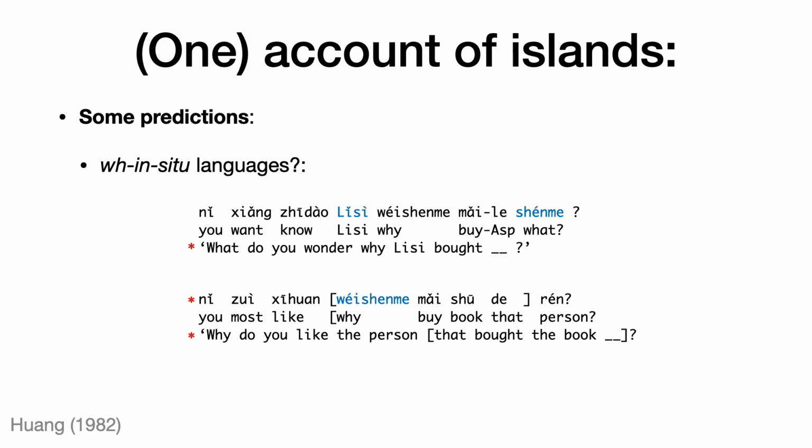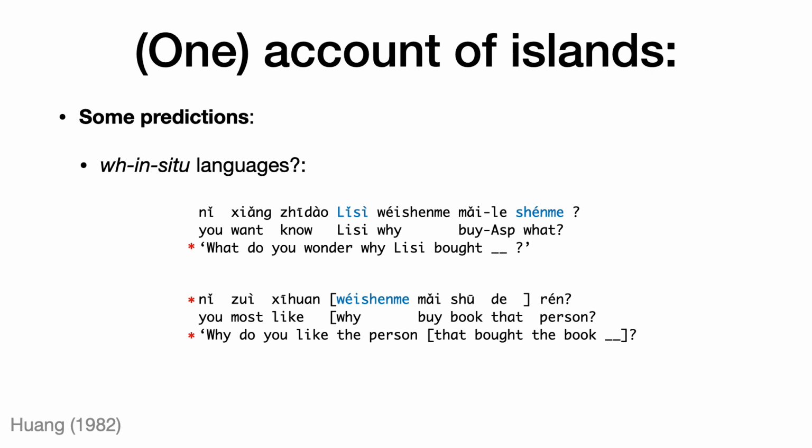Li Si bought, we have to say something like, either that word shamma, what, isn't actually moving, and therefore no island violation is incurred, or something else is happening, right? We have to give some other kind of explanation for those facts. This is still an ongoing area of research.